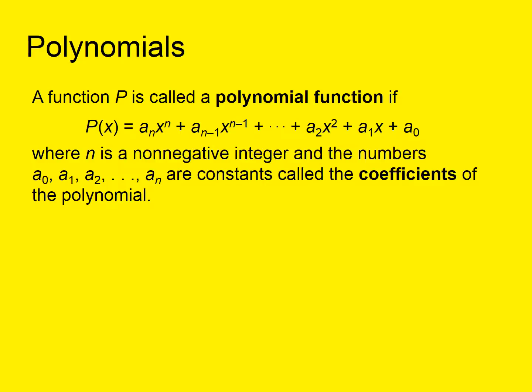Might help to remember that all we're really looking at here is a sum of ax to the n's, where n is a non-negative integer and the numbers a naught, a1, a2, up to an are constants called the coefficients of the polynomial. But it's just a bunch of ax to the n's, and so if you just remember that, it's just a polynomial function in one variable. You can kind of take away some of the mystery here.